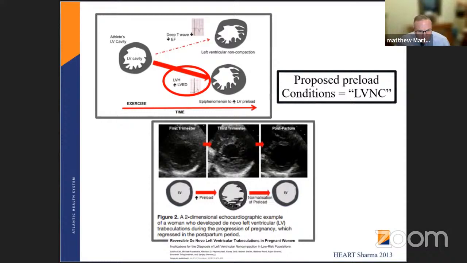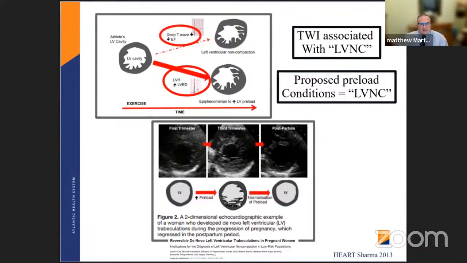And then they are cured. They are cured with delivery and on normalization of preload after the baby is delivered. The ventricle returns to normal and the non-compaction goes away. But he did say that this deep T-wave inversion group with that mild reduction in LV function, that's the group you ought to spend a little more time on sorting out if they have increased risk or not.